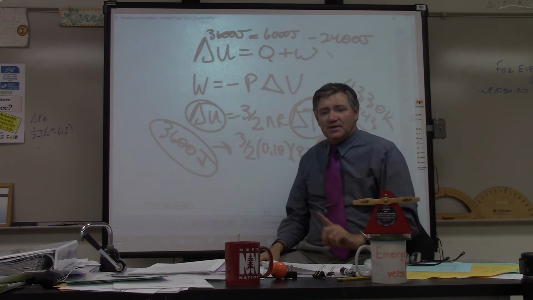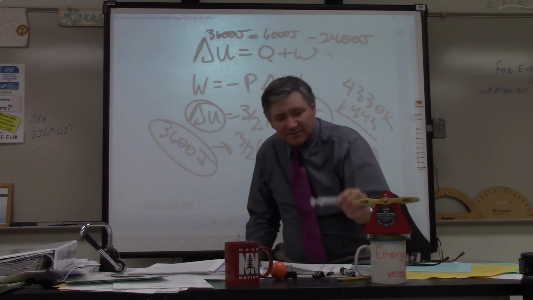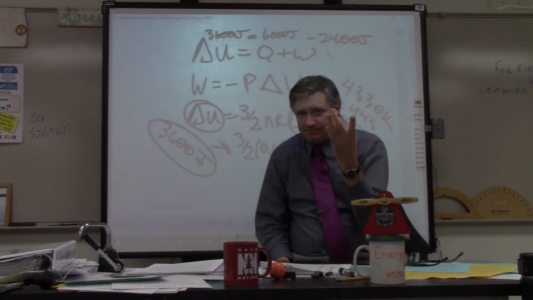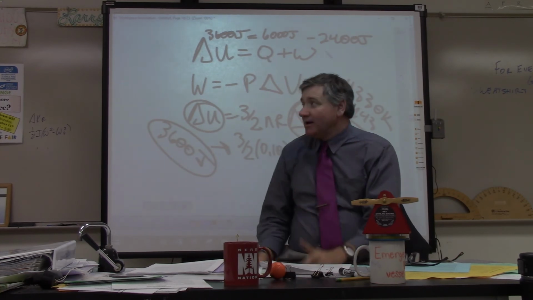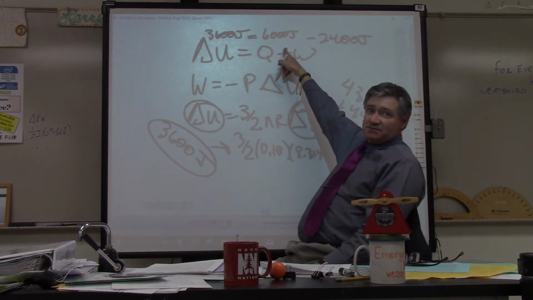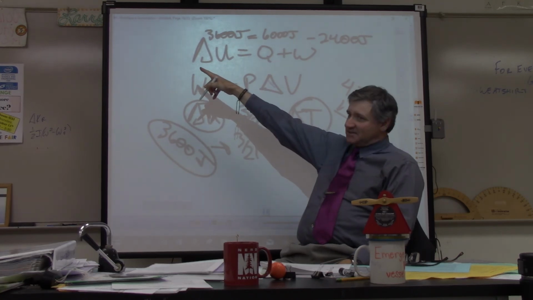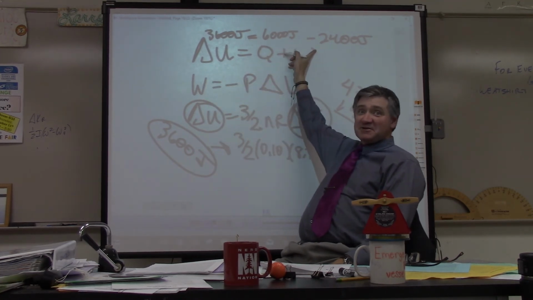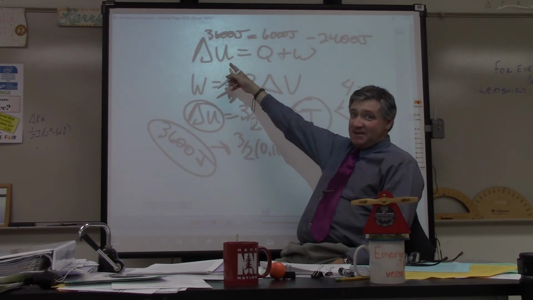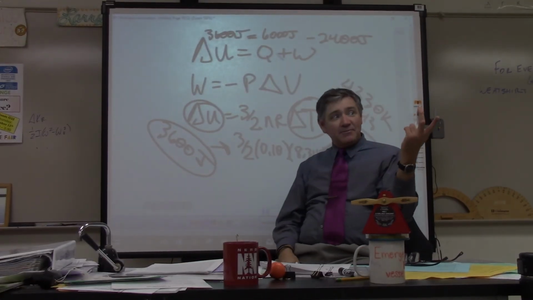Now, contemplate this. What if I lock this thing in place and I don't let it expand? I give Lenny $6,000. What's the delta U going to be? 6,000, because he's not doing any of it to make the world a better place. He's keeping all of it. So what do you think is going to happen to the pressure?